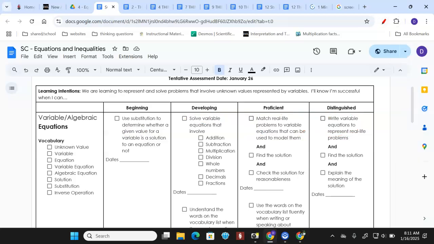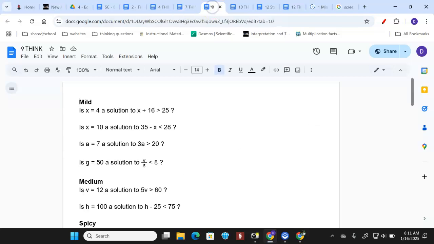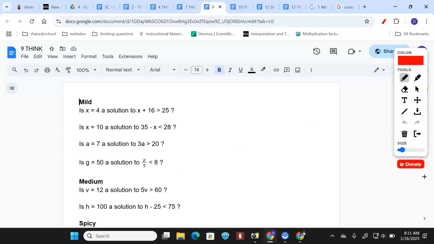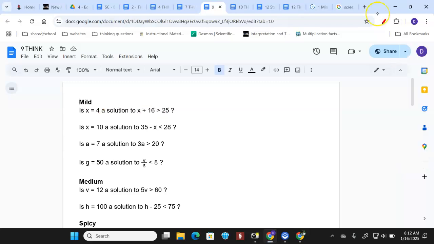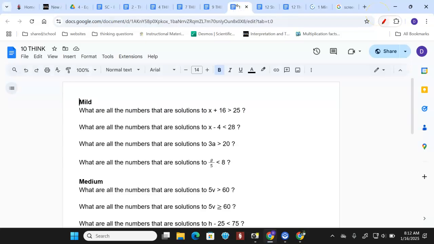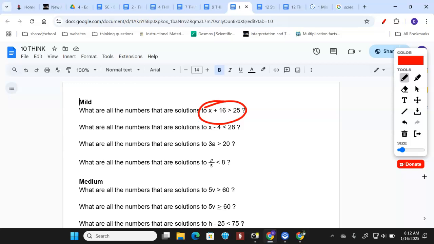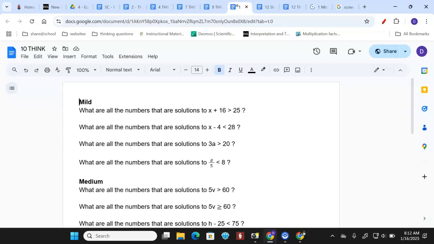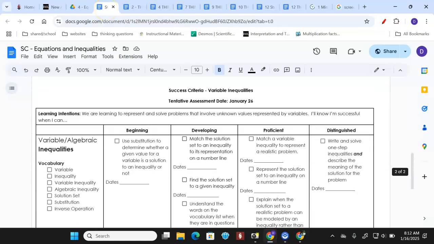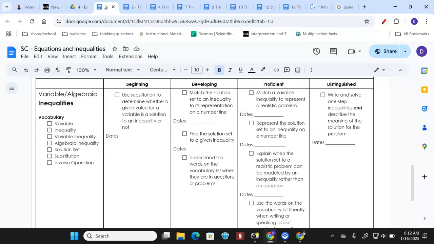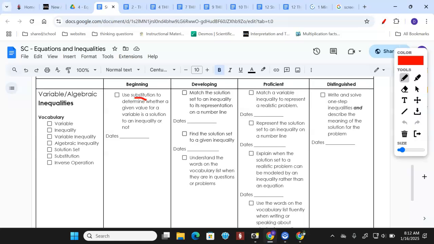So now we're in the same place with inequalities. We started inequalities with stuff like this: is this the right solution? Is this a solution to this inequality? Yes or no? That's beginning. Then, just like equations, the next thing we did is, okay, what are all the solutions? What is the solution set to this inequality? So, following the same progression on our success criteria for inequalities, first determine whether a given answer is correct, then find the solution set in developing. You can imagine where we're going next.